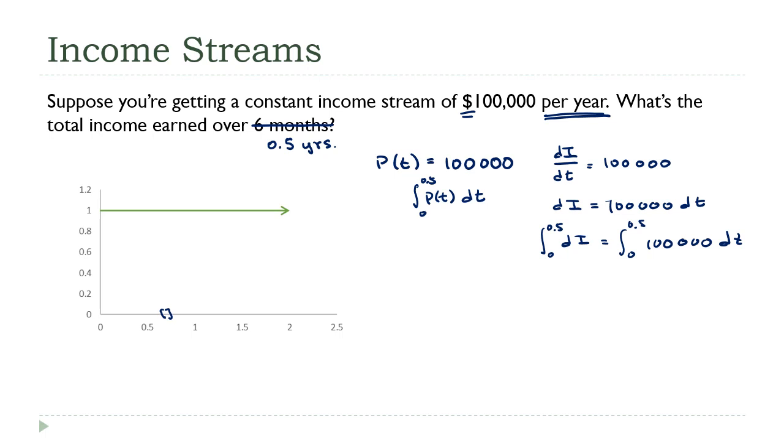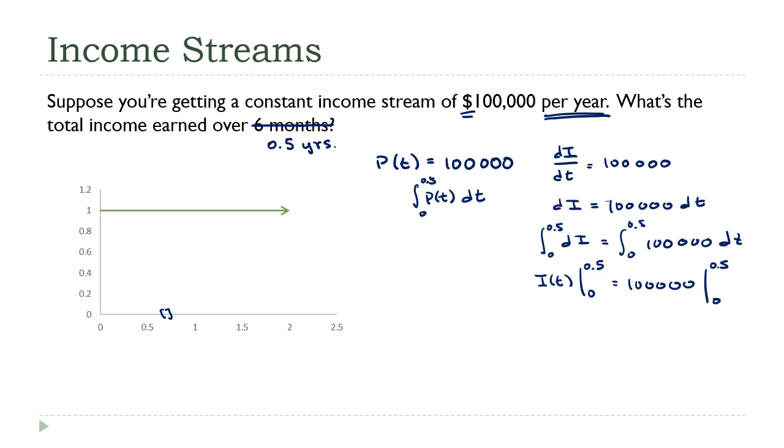Now, the left side is I of t from 0 to 0.5. And what is that I of t? It isn't the momentary income at that time. It's the total income up to that time. So if I put 0 in there, that's going to be my income at year 0, time point 0. And when I put 0.5 in there, that's going to be my total income earned after half a year. On the other side, this is 100,000 evaluated from 0 to 0.5.